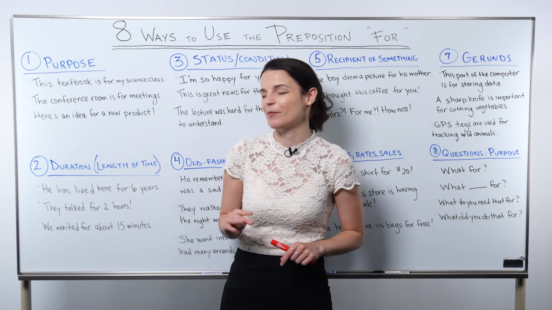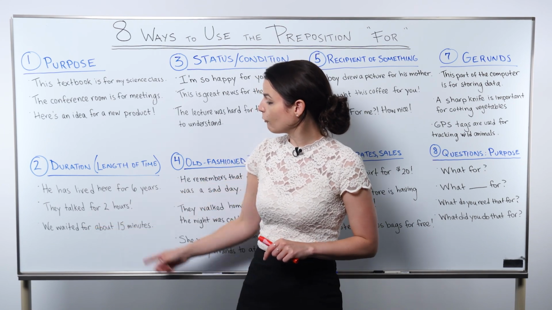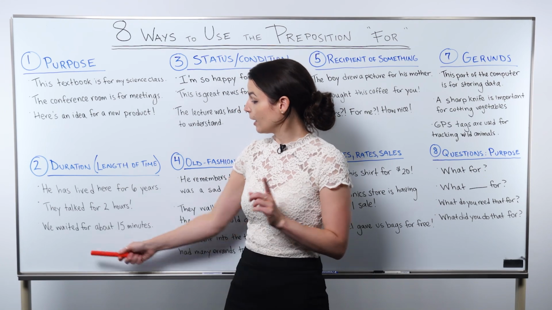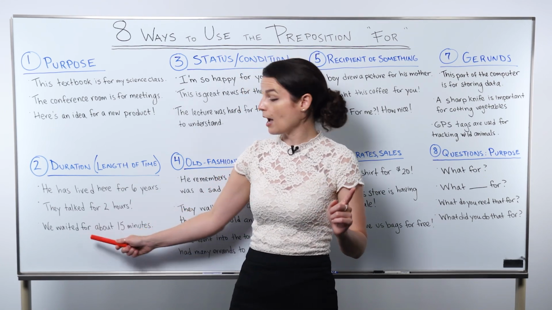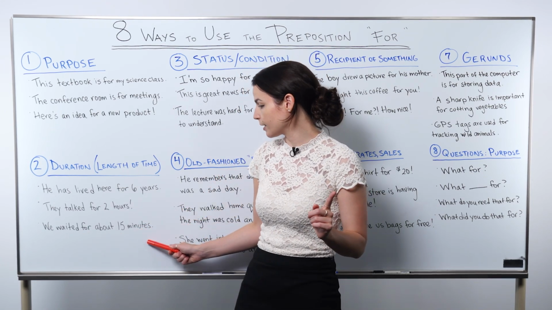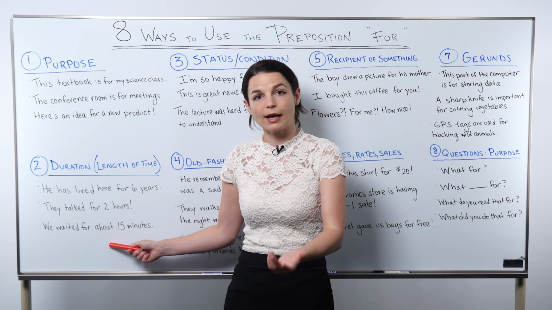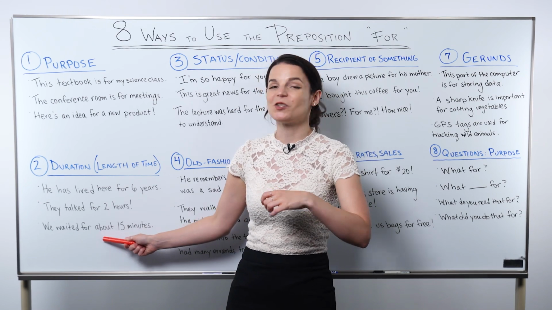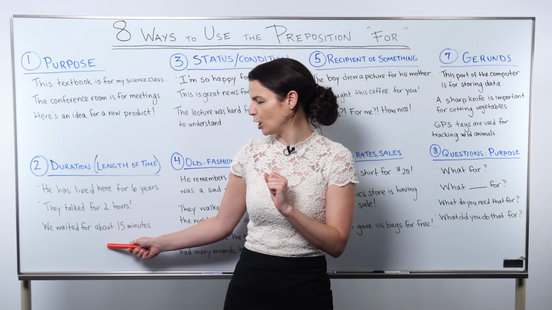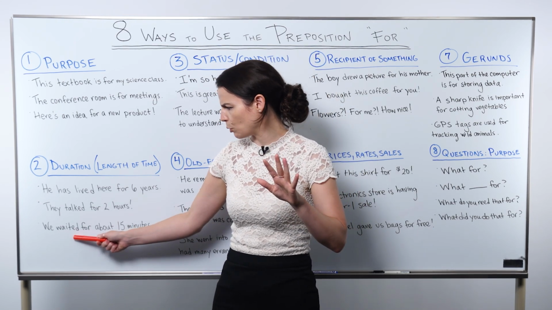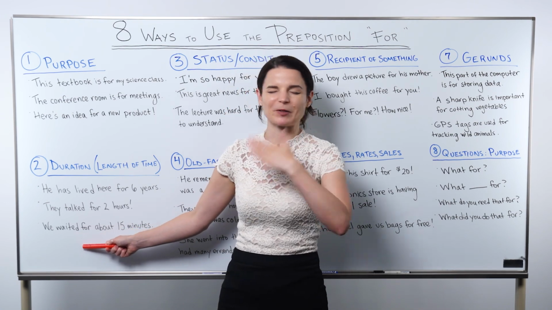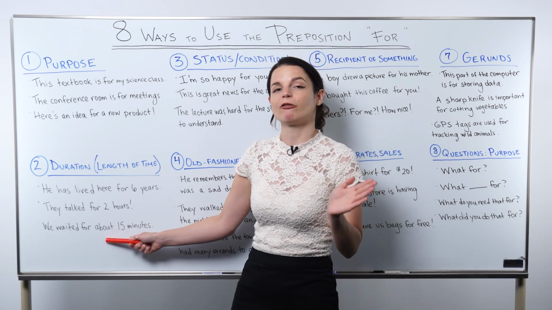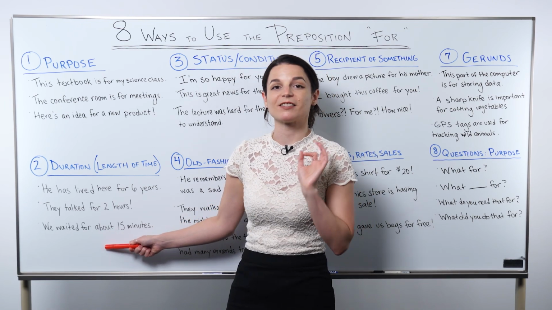Okay, one more example of this. We waited for about 15 minutes. Here we have for before about 15 minutes. If you want to make a guess or express something close to this time, you can use about in this position. Don't put about before for. We waited about for 15 minutes. No, don't do that. Put it before the duration of time. We waited for about 15 minutes is perfect.